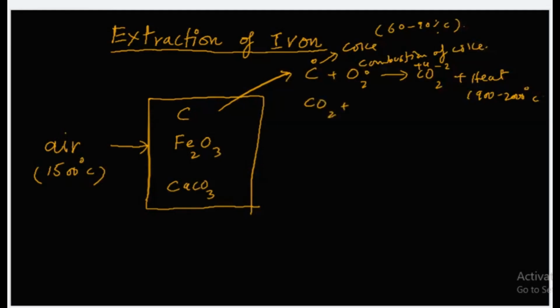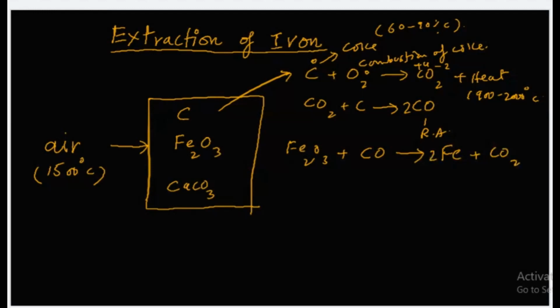So the carbon dioxide, which is produced in the first step, combines with more carbon to get carbon monoxide. Carbon monoxide is a reducing agent. So this reducing agent helps to remove oxygen from the iron ore hematite. So we will get iron plus carbon dioxide. So this is the balanced equation.